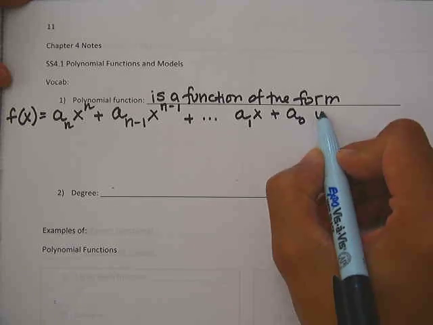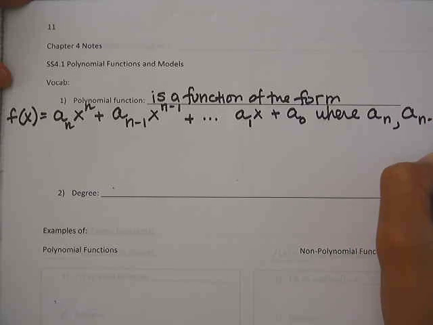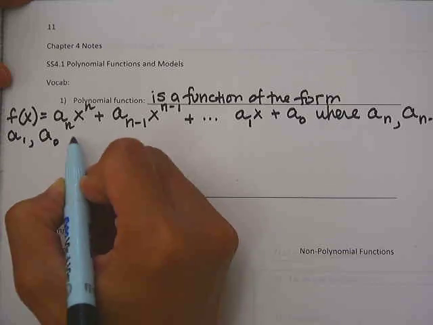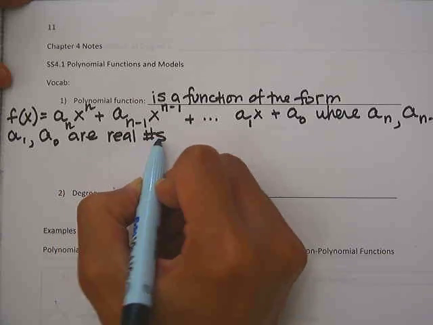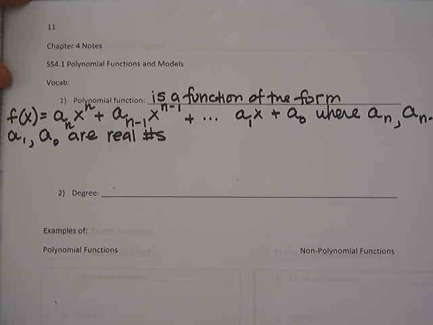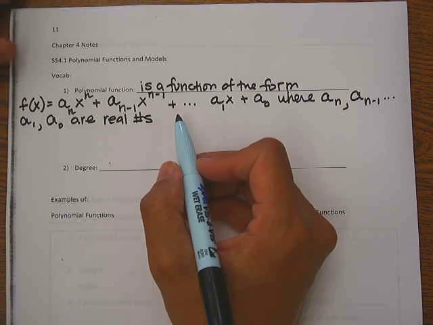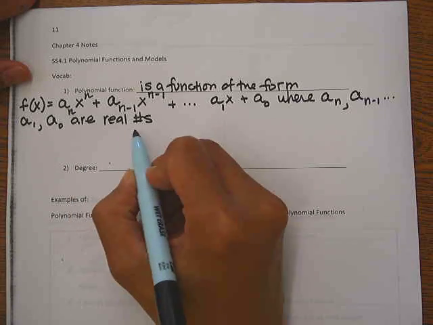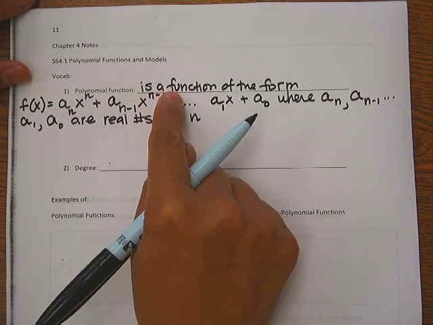Where a sub n, a sub n minus 1, dot dot dot, a sub 1, and a sub 0 are real numbers, okay? Because they are leading coefficients, they could be any number they want. Let me just zoom in a little bit, okay? Any number they want except imaginary, okay? So we define all the a's, the leading coefficients, as real numbers. And let's define n, this is our next power over.